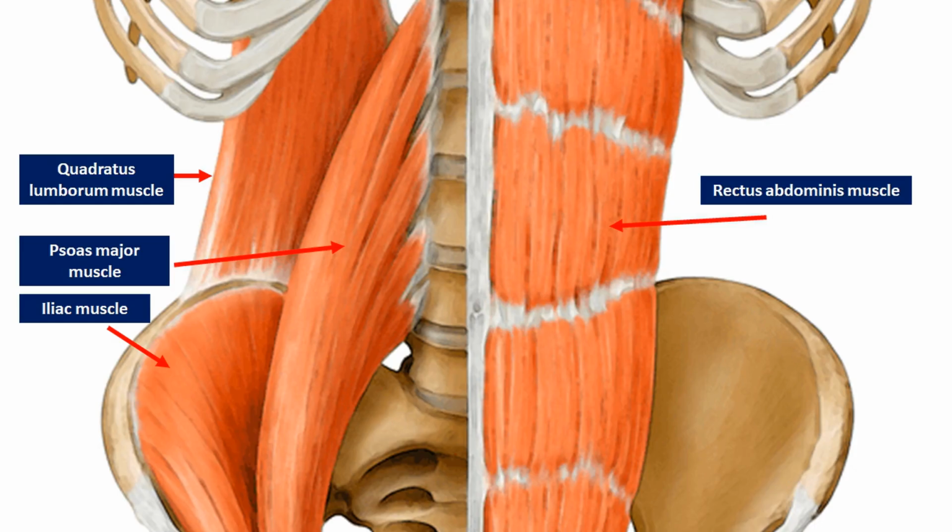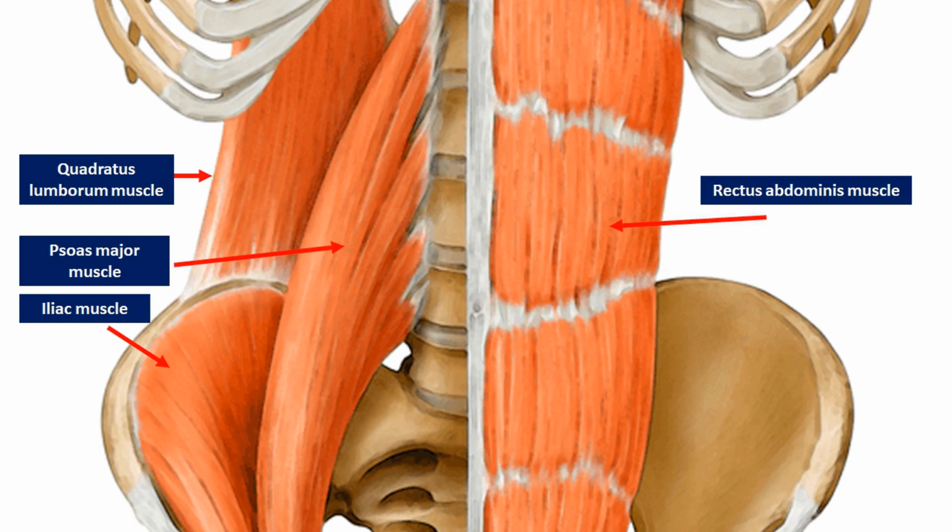Quadratus lumborum is a 4-sided muscle, and it attaches to the top of your pelvis towards the back, inserting into the sides of your lumbar vertebrae and up to your last rib. When they contract both sides together, they essentially hold your spine from bending to either side.